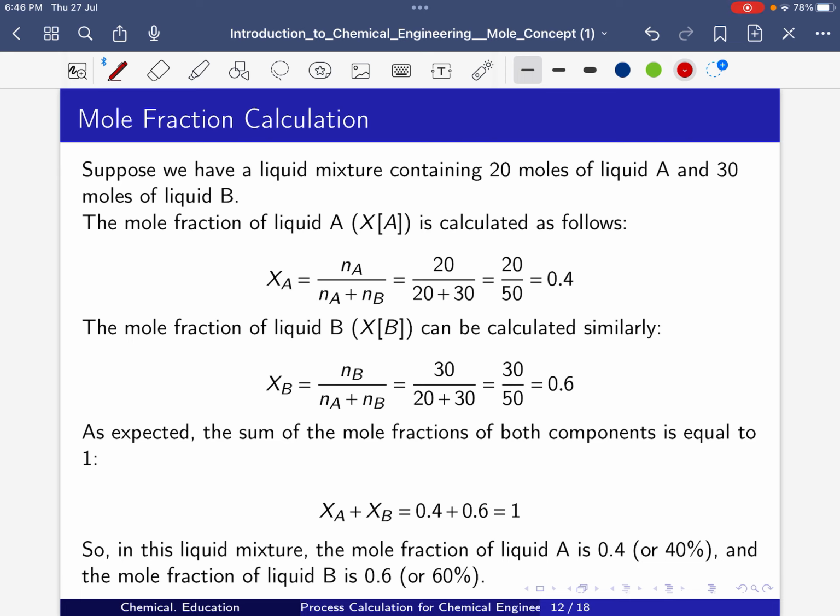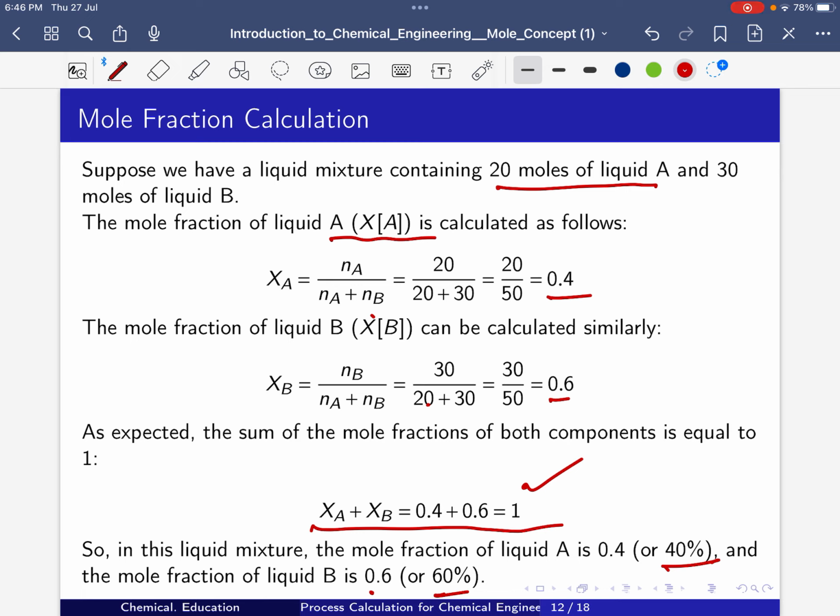Now calculate the mole fraction. Suppose we have a liquid mixture containing 20 moles of A and 30 moles of B. The mole fraction XA will be Na by Na plus Nb, 20 by 20 plus 30, so 0.4. And the mole fraction XB is Nb by Na plus Nb, so 30 by 20 plus 30, so 0.6. If we add the two mole fractions, it will be 1. That is important. In this liquid mixture, the mole fraction of liquid A is 0.4, meaning 40% A, and the mole fraction of liquid B is 0.6, meaning 60%.